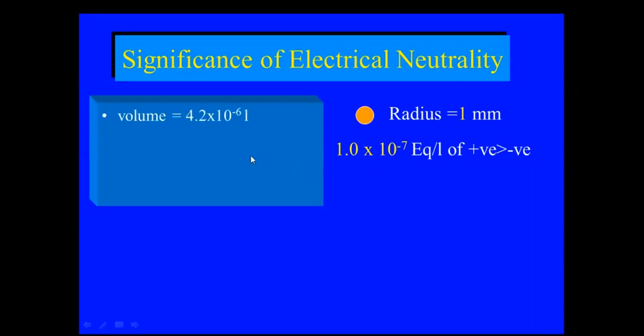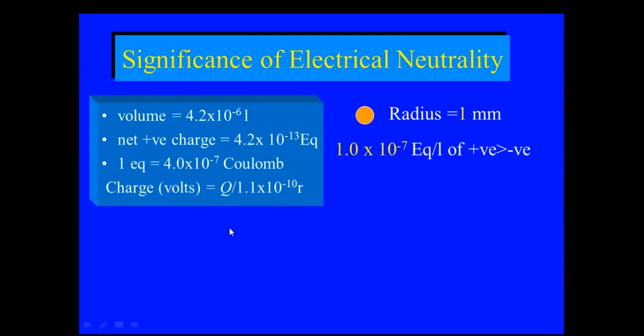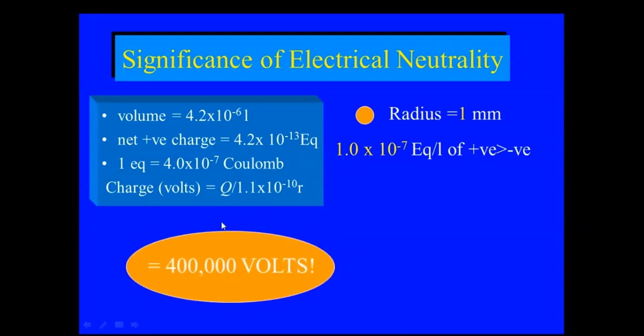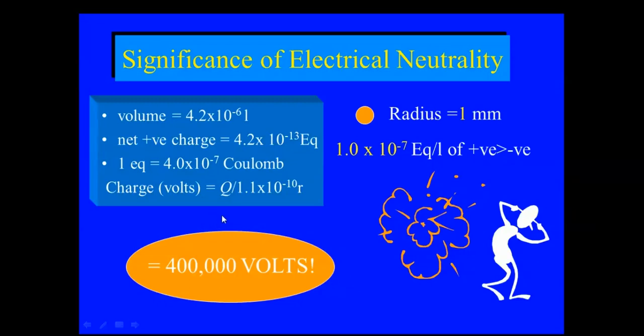You can calculate the volume, which is 4.2 times 10 to the minus 6 liters. Then you can look at the net charge, 4.2 times 10 to the minus 13th equivalents, a pretty small number. But then you multiply it by Coulomb's number, and you can work out the charge in volts. And this little sphere, with that tiny bit of charge difference, works out to a voltage of 400,000 volts. Now, it's a snap, like when you touch your finger and you get a charge. But it's a huge electrical force that has to be dissipated. And that's 10 to the minus 7th. We're dealing with 10 to the minus 3. You can't have it. It's got to be dissipated.